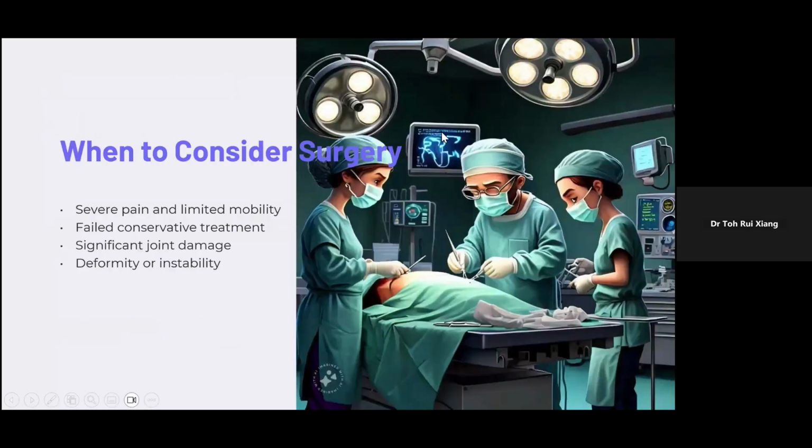So when is it that we should consider surgery for you? If you have severe debilitating pain that limits your mobility and your function and affects the quality of life, or if you have failed the course of conservative treatment like what we mentioned in the previous slide, or if there's significant joint damage and deformity resulting in instability. So these are the situations where we can discuss a little bit further with you. But by and large, the main purpose of surgery is to improve your condition beyond what we can achieve with conservative or non-operative management.